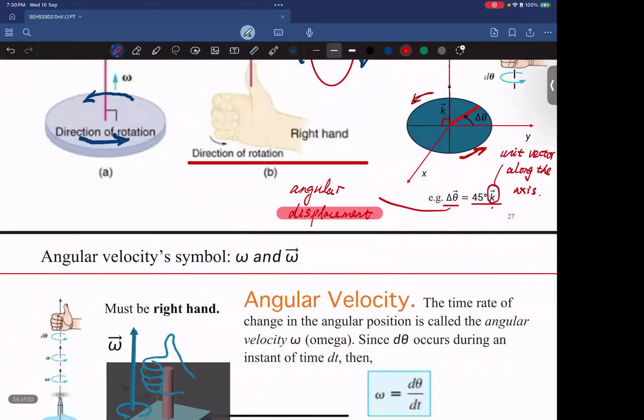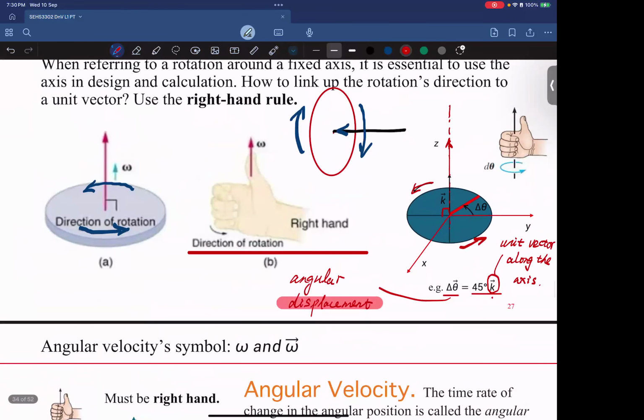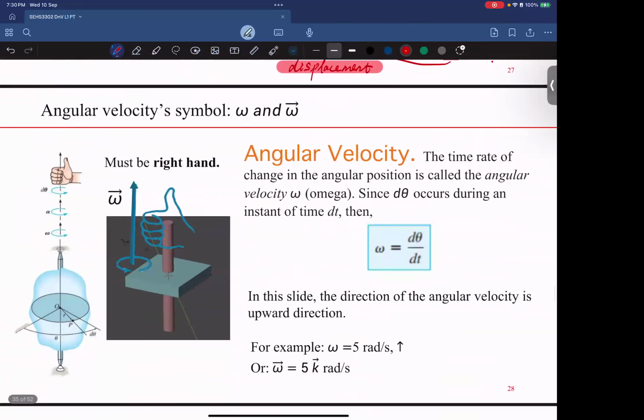Okay, so continue. This is the angular displacement, and based on the angular displacement, it's easy to get the angular velocity. Angular velocity has the same direction as the angular displacement. So angular velocity is a vector, so we can have an arrowhead on it. Such a vector equals d theta over dt.